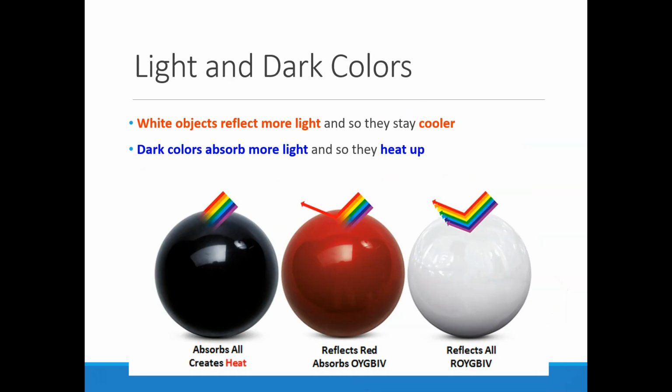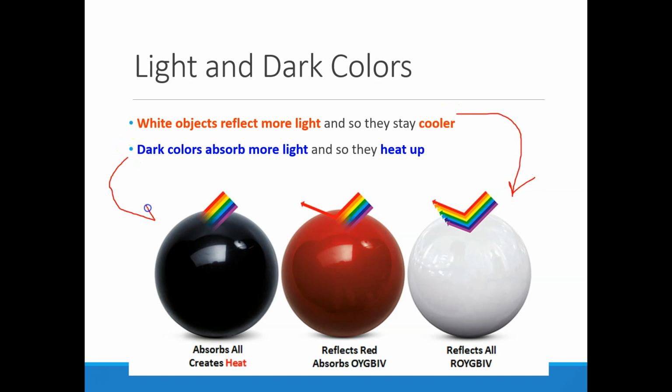So when we're talking about different colors, right, white objects are actually going to reflect more light. So we have reflection where white light bounces off, and that is why they appear white, because if all of the colors bounce off, we see all of the colors, and so it appears white, as well as it helps to keep you cooler because it's not absorbing any of those light rays.